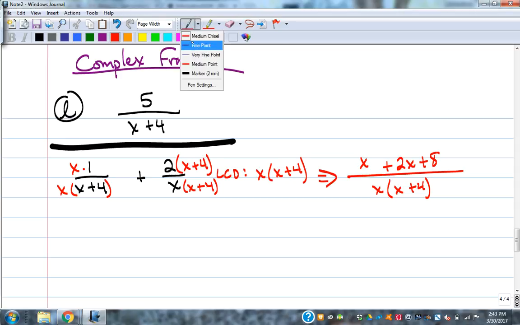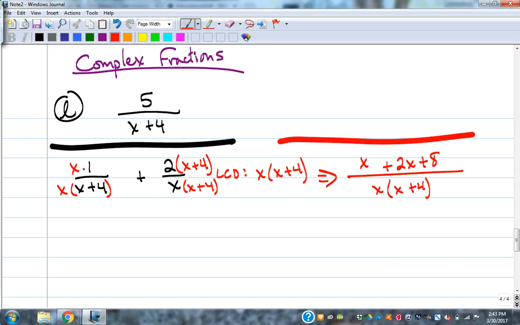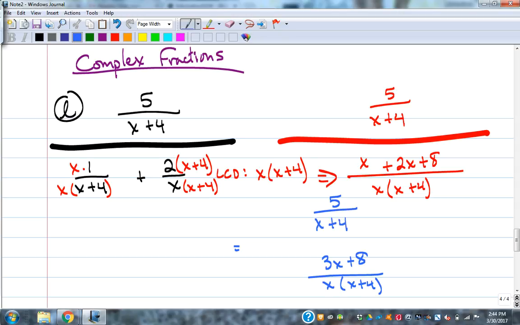And then this fraction up top is still the same. Let's simplify the denominator. So we got x plus 2x is 3x, so 3x plus 8 for x plus 4. And then the numerator is 5 over x plus 4. Big fraction bar.